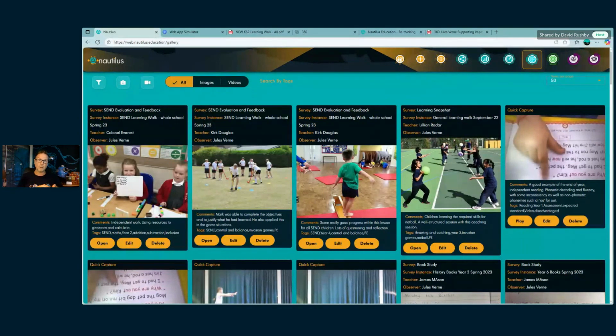We can add inclusion. If we had inclusion as an overarching kind of thing, and then think about adding SEND, EL, or whatever it may be, like those kind of terms too, we can then start to see what it looks like for those children. So inclusion or disadvantage, whichever term you're going to use, agree those terms when you're tagging.